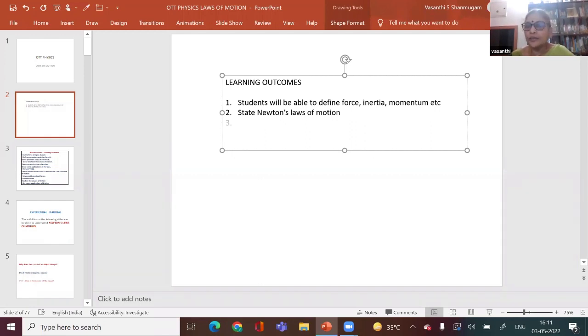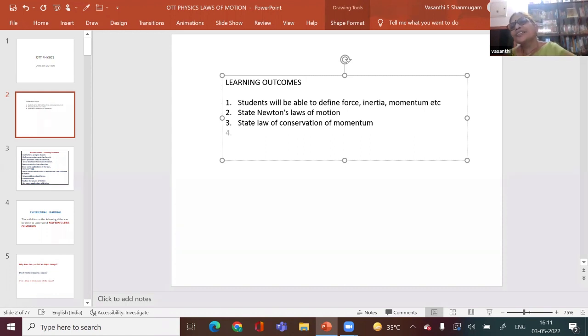After stating Newton's laws, the law of conservation of linear momentum. Will the children not apply or understand daily life situations based on Newton's laws of motion? List or analyze the applications of Newton's laws. They'll be able to connect Newton's laws with day-to-day life situations, isn't it? Newton's laws in everyday life situations.